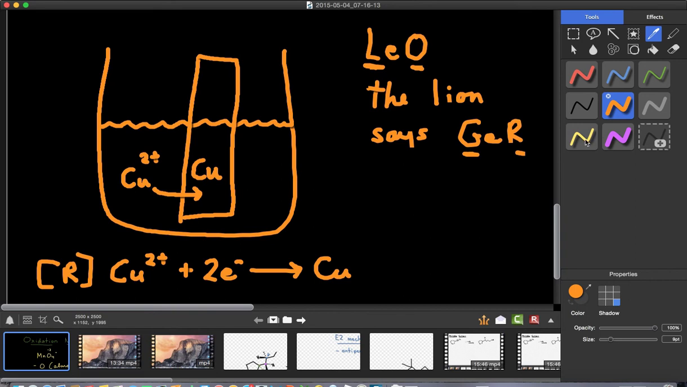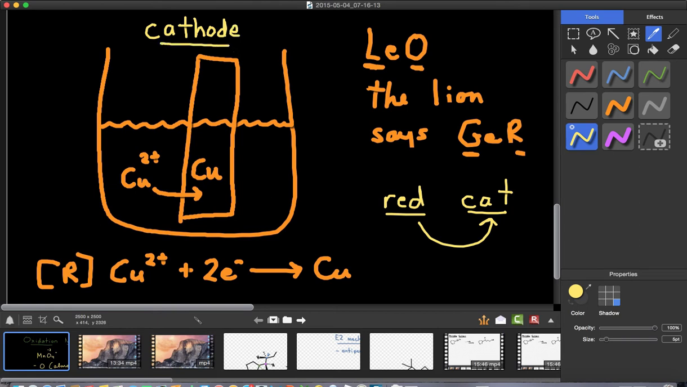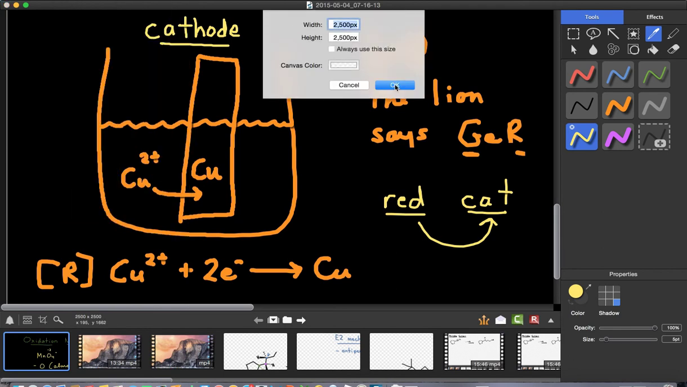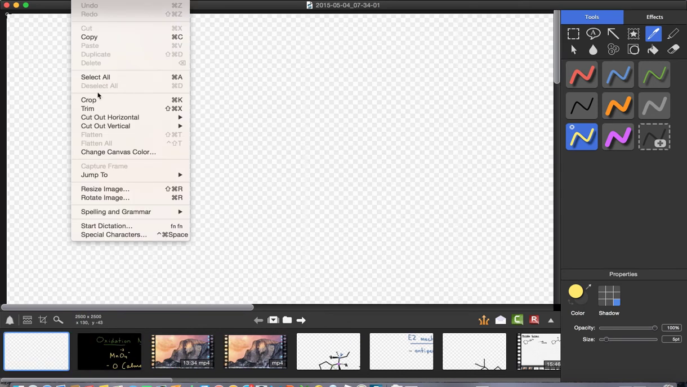Furthermore, there's another mnemonic, red cat. That reduction will always take place at the cathode. And this is the cell that we're talking about with reduction. We're talking about the cathode. And we have this half reaction that is occurring. Now let's take a look at what's going to happen at the anode. So we want to look at our zinc cell.